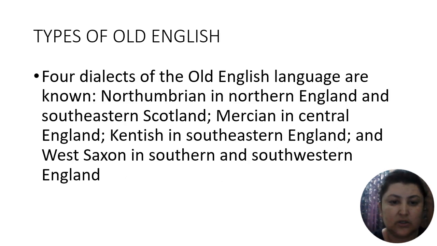Types of Old English. Four dialects of the Old English language are known: Northumbrian in northern England and southeast Scotland, Mercian in central England, Kentish in southeastern England, and West Saxon in southern and southwestern England.